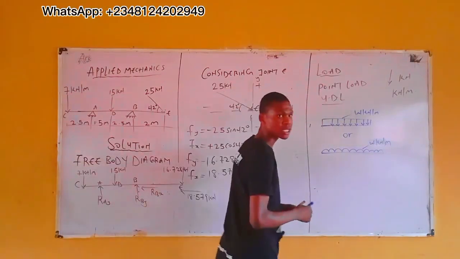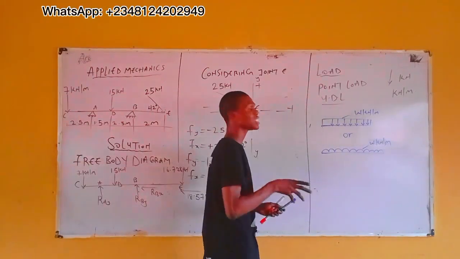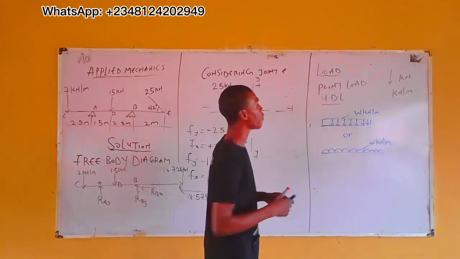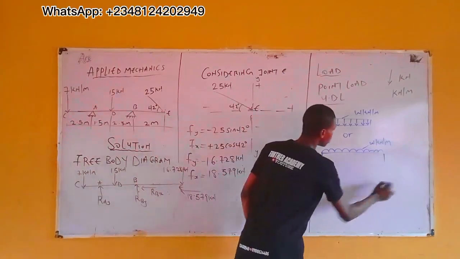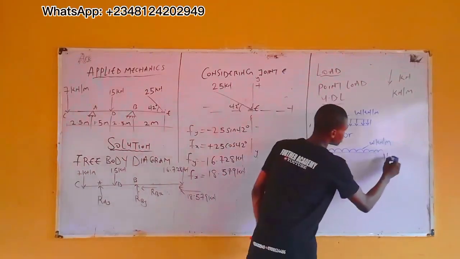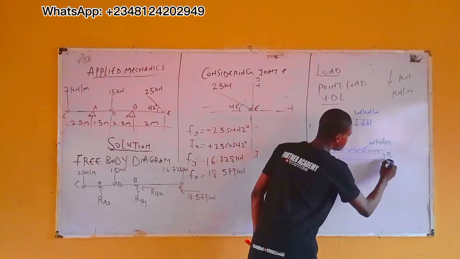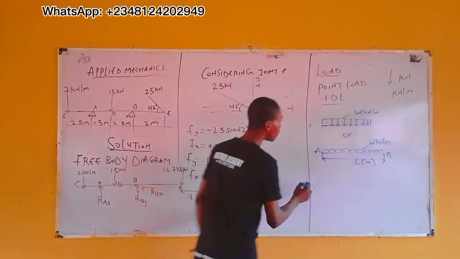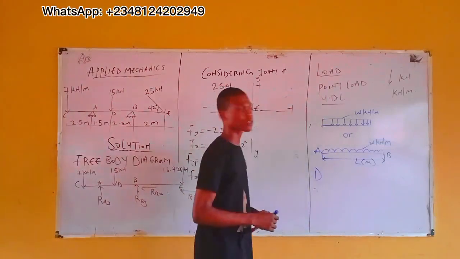Now, let's explain the first point. Let's explain what we've stated for UDL. Let's explain the first one and the second one. Now, let's say this UDL. This is A, this is B. The total length of this UDL, let's say the total length is L meter.